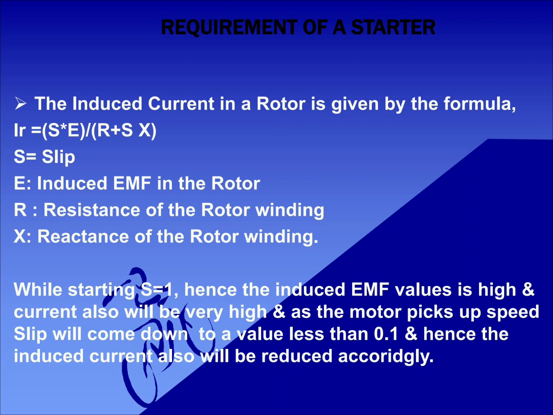Now let's see the reason for a high current. The induced current in the rotor is given by IR is equal to S into E divided by R plus jSX. S is the slip, E is the induced EMF, and R and X are the resistance and reactance of the rotor. While starting, S is equal to 1, hence the induced EMF will be very high and the current also will be very high. As the motor picks up speed, the slip will come down to a value in the range of 0.1 and hence the induced current will be reduced accordingly.